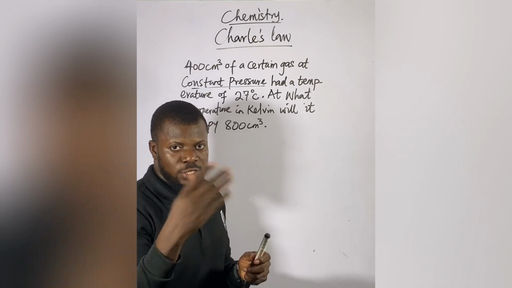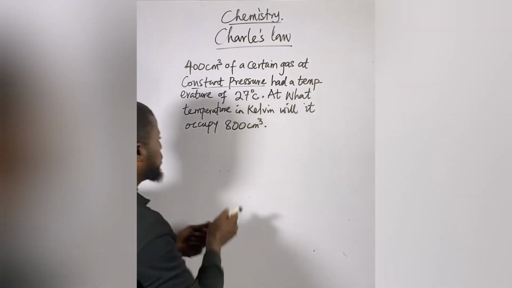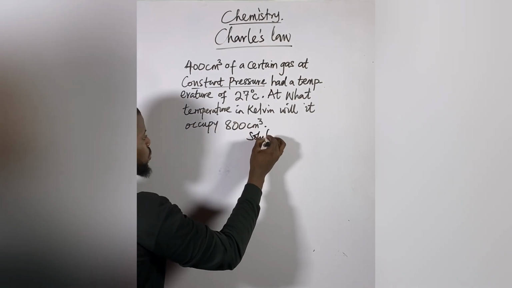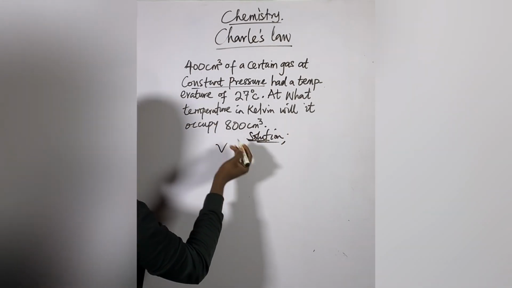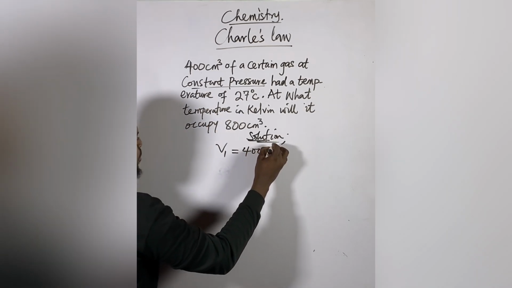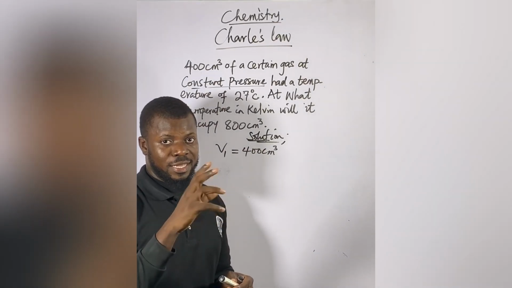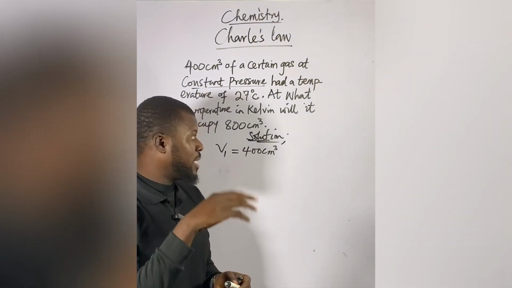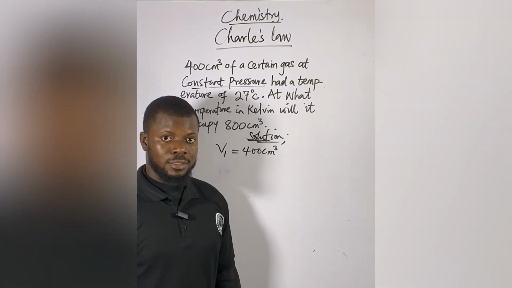Make I show you how they take solve this kind of chemistry question. Maybe within 30 seconds, you don't solve and finish. Solution. If this question come for JAMB this year, just do V1 equal to 400 cm cube. Some people will say, instructor, are you not going to change the cm cube to meter cube? They give the second one in cm cube, so leave it like that.